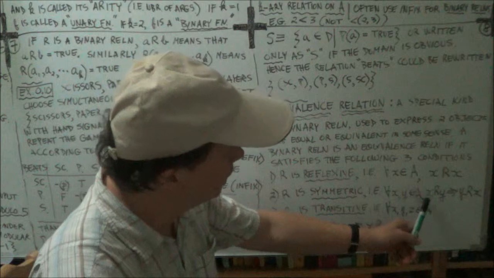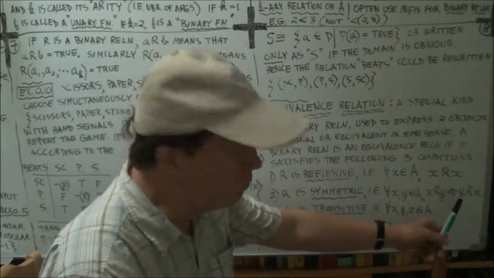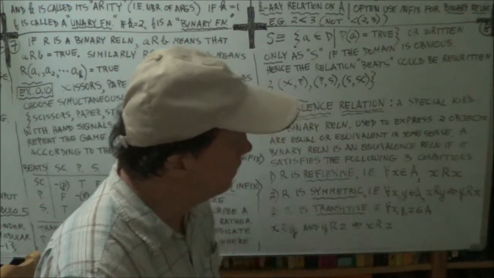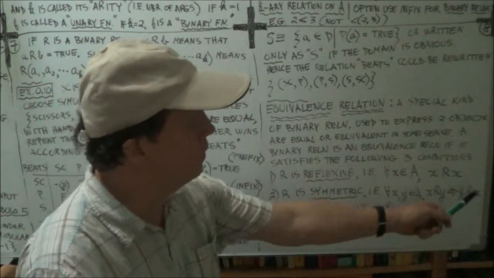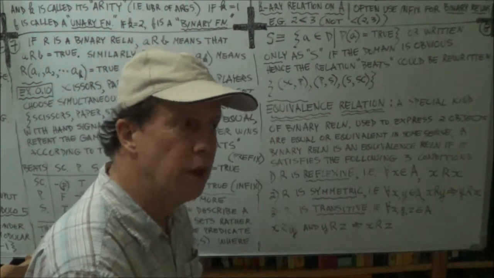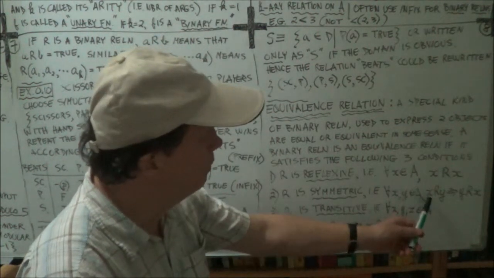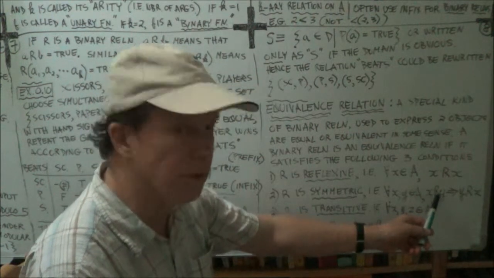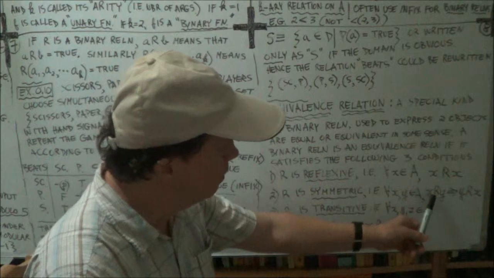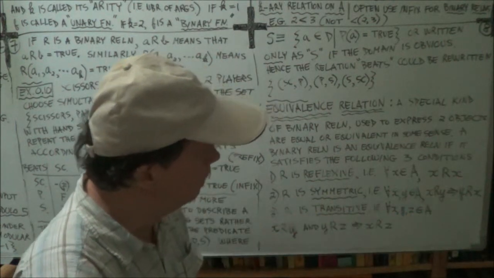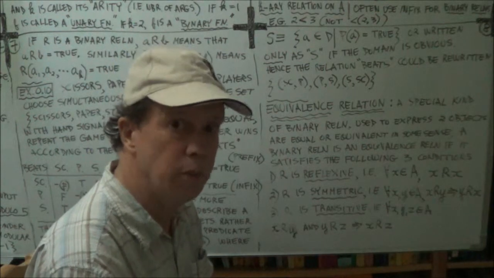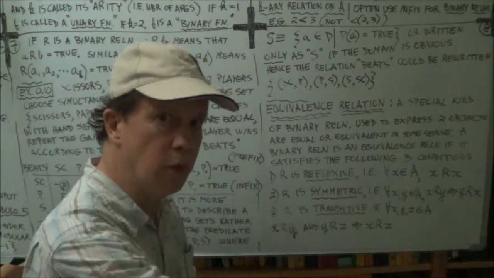if x R y, then y R x. So let's find a counterexample. Let's find an example of a relation where that is not true. Let's say Tom is a friend of Jim. So the relation is a friend of. Now it doesn't follow that Jim's a friend of Tom. I mean, the friendship may be one way, right?